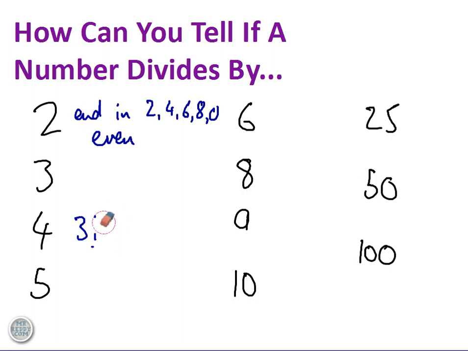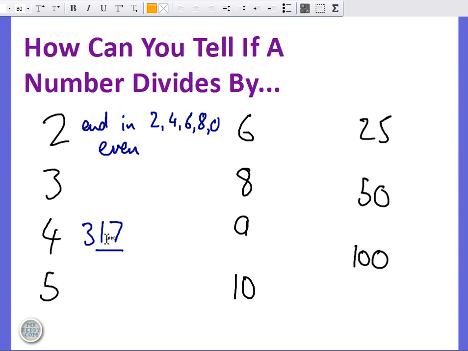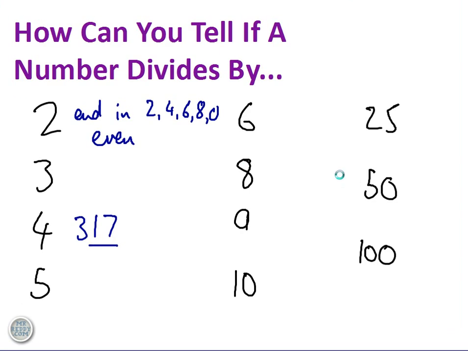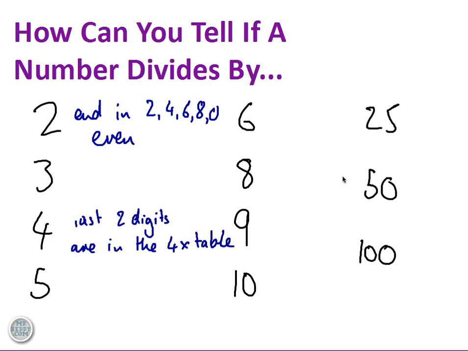If I change that very slightly to 317, I look at the last 2 digits, 17 is not in the 4 times table, so 317 is not in the 4 times table. Let's put that back so that you can take notes. The last 2 digits have to be in the 4 times table.